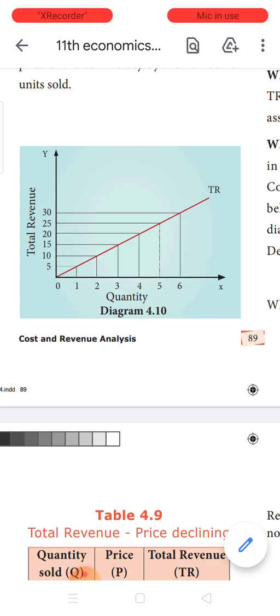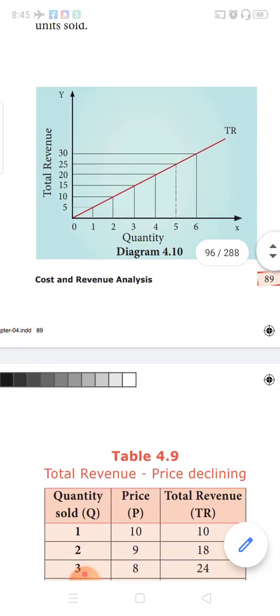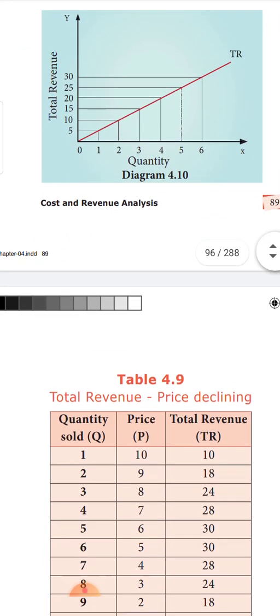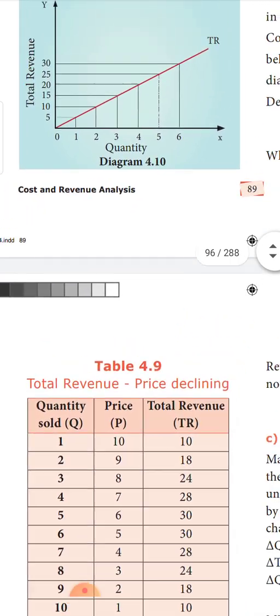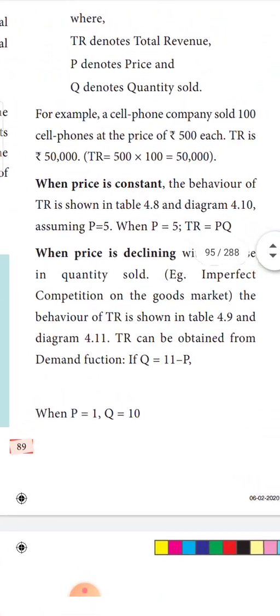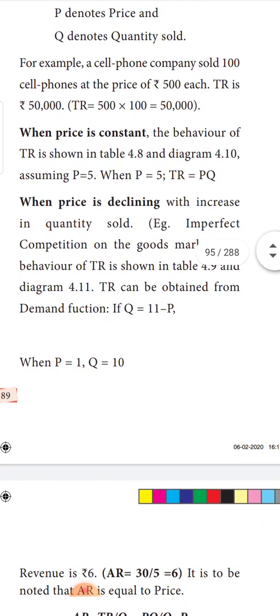In such a case, the curve will always have an upward slope. It will always keep sloping upwards. Now, you could draw the TR curve using the schedule given. Now, there is another situation where you cannot always expect the price to be constant, is it?